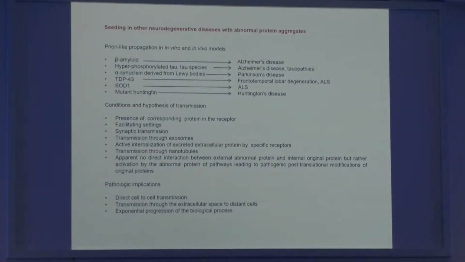The conditions and the characteristics of the properties of the seeding and spreading are exemplified by different models, showing that in some of them this kind of transmission can be carried out by synaptic transmission, others by nanotubules, others by cytosis, and several different mechanisms. What is important is that it seems to be necessary a direct cell-to-cell transmission through, or perhaps the extracellular space, and that there is an exponential progression of the biological processes.